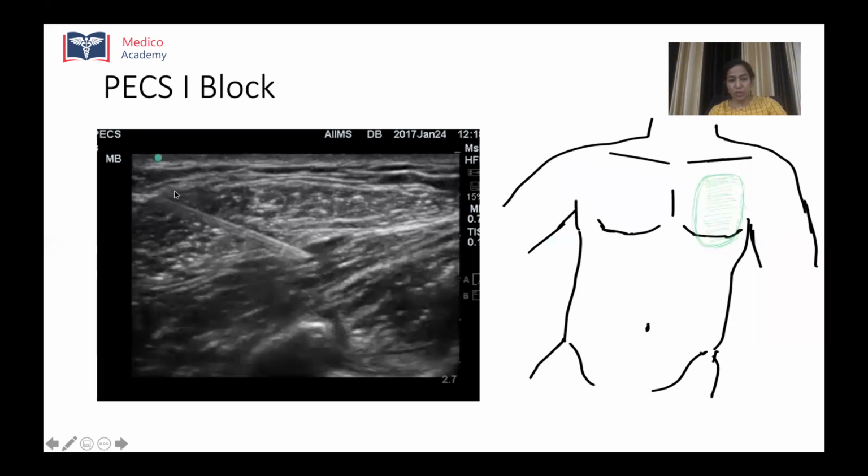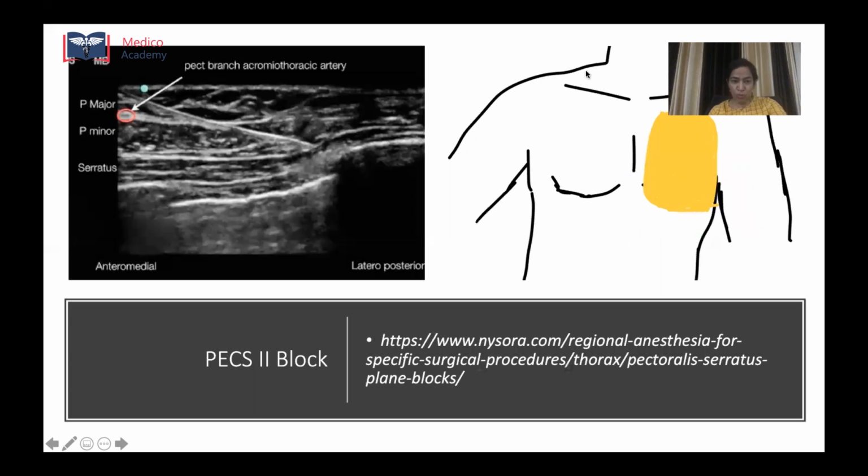So coming to the demonstration, the PEX 1 block. The PEX 1 block is done in between the PEC major and PEC minor. As you can see, there's a fascial plane in between and we're depositing the drug here. So this is the area of coverage of the PEX 1 block. Whereas the PEX 2 block is done in between the P minor and serratus anterior. And this is the plane in which we're depositing. Here, the coverage is wider because it includes PEX 1 as well as the lateral part of the chest wall.